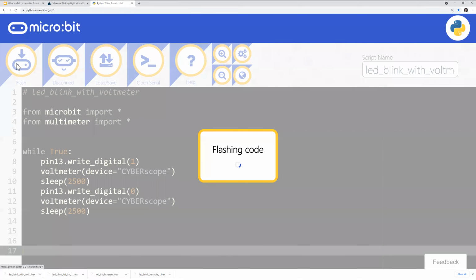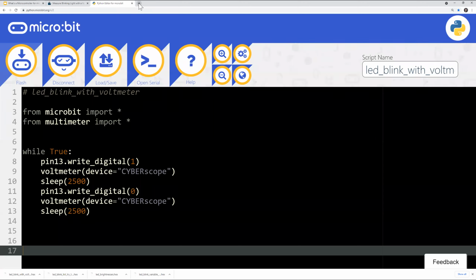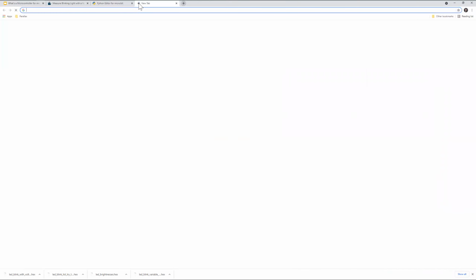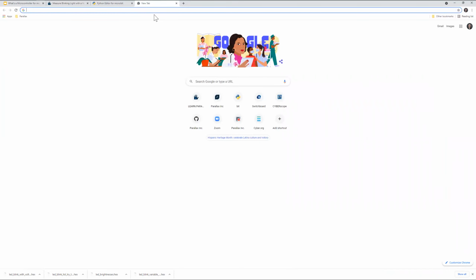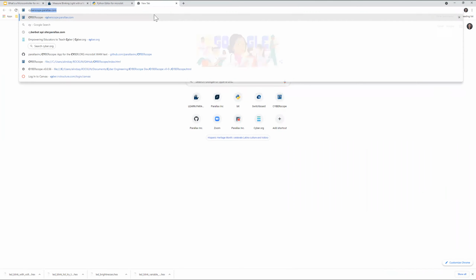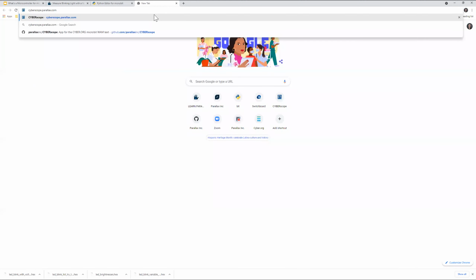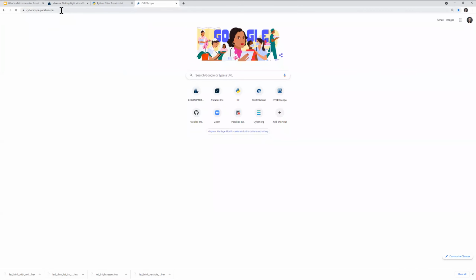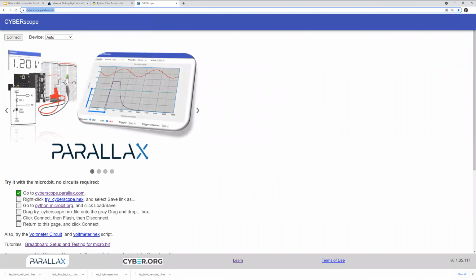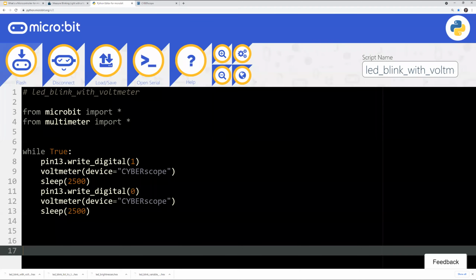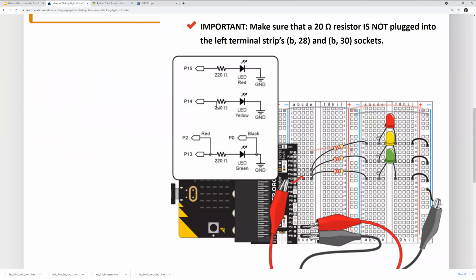Okay, so once you flash it, this is the part that I want you to remember, after you've flashed it, go to Python, or no, I'm sorry, cyberscope.parallax.com. I'll paste that in a second. There's the Cyberscope site. It also is actually in the instructions.